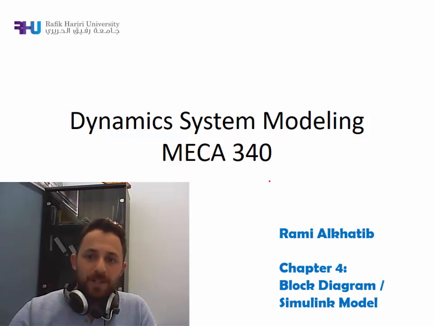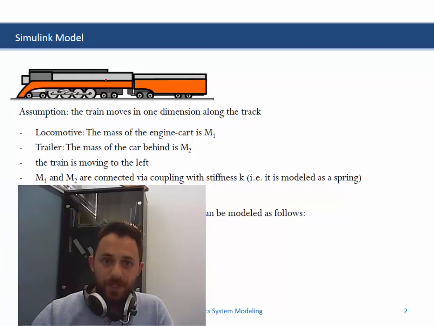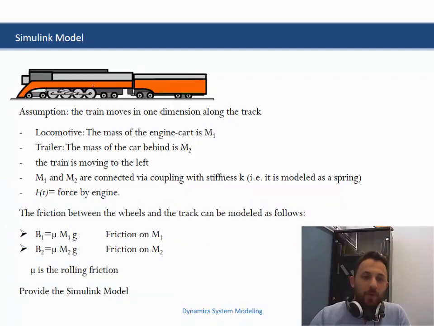So we will be given a physical system like this. This is a toy train. We need to convert this into a differential equation, a mathematical equation that describes the system, and then this differential equation can be evaluated or solved using the block diagram model. So the first step in the modeling process is that we should understand this system.